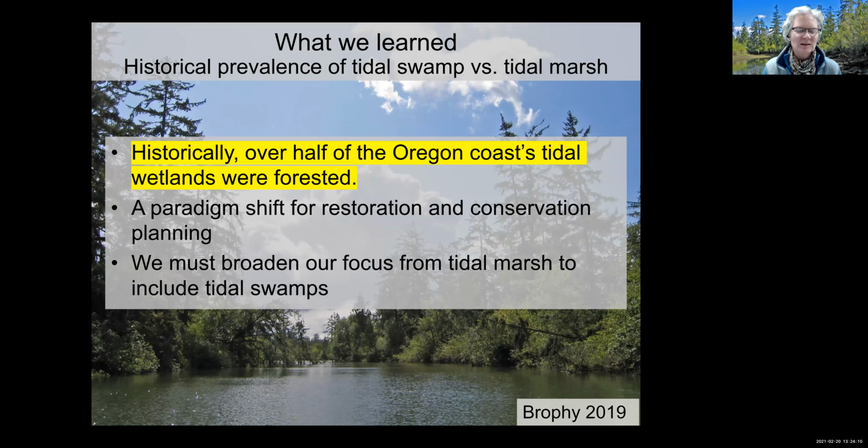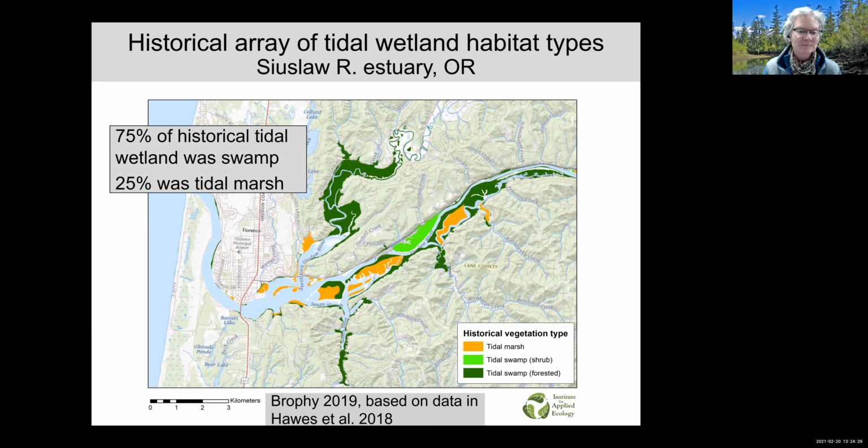What we learned was that historically, over half of the Oregon coast's tidal wetlands were forested. Knowing this really pushes us in a different direction for our restoration and conservation activities. We have to broaden our focus from the tidal marsh that's usually been the subject of restoration into looking at restoring tidal swamps as well.